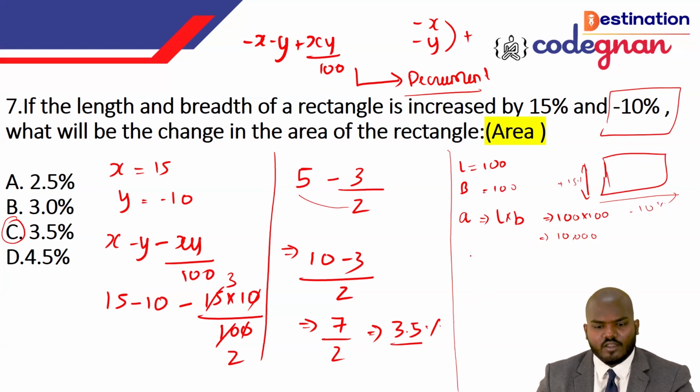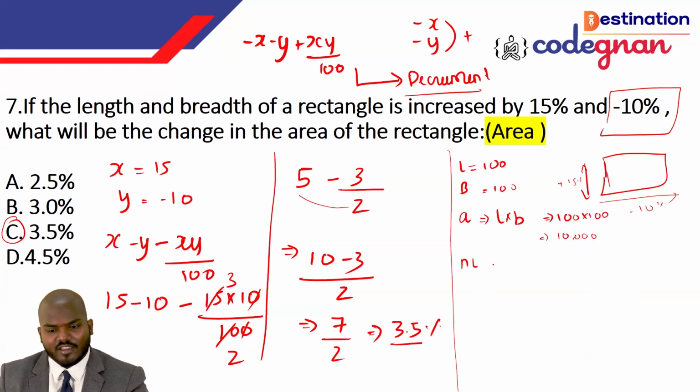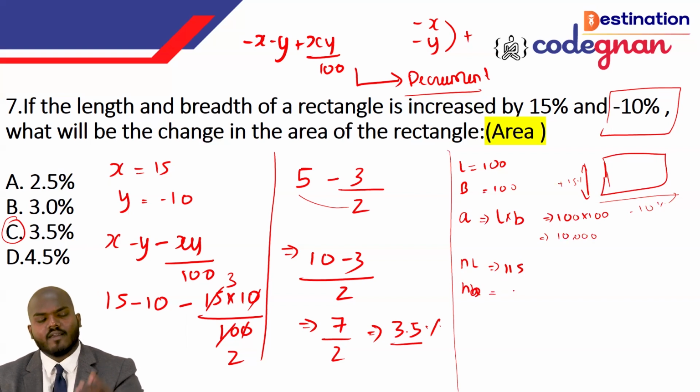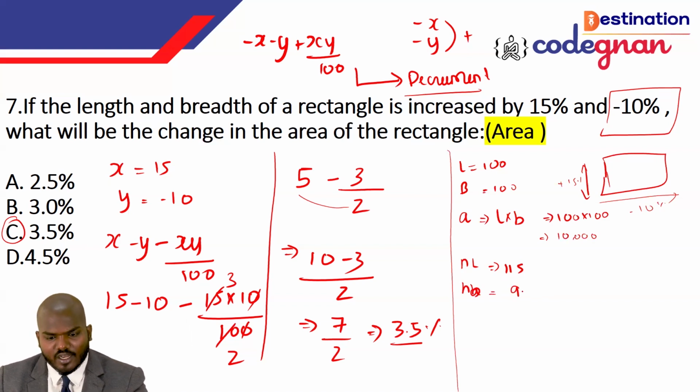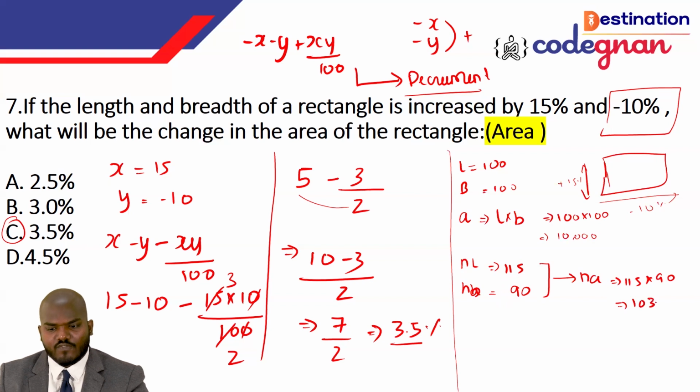Okay, next one, this is a new length. New length means, you see this one, the length is increased by 15%. You can call it as 115. New breadth, it is decreased by 10% there, then you can call it as 90. If you multiply that to find the new area, that is 115 times 90, it will give you the value, that is 10350 we will get here.